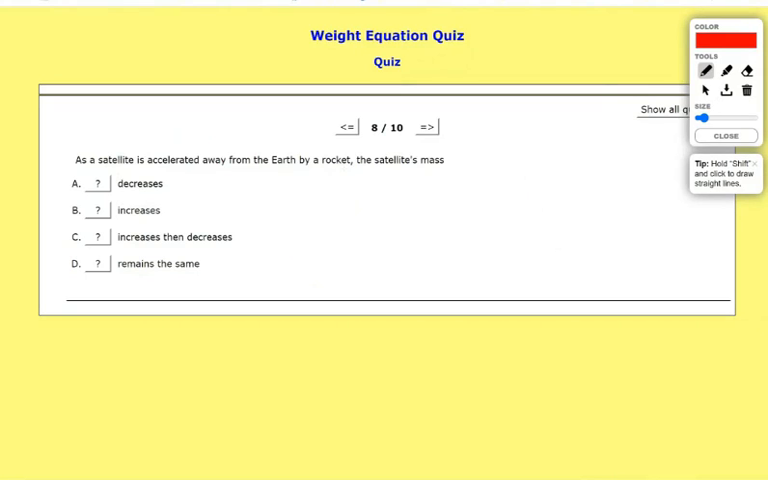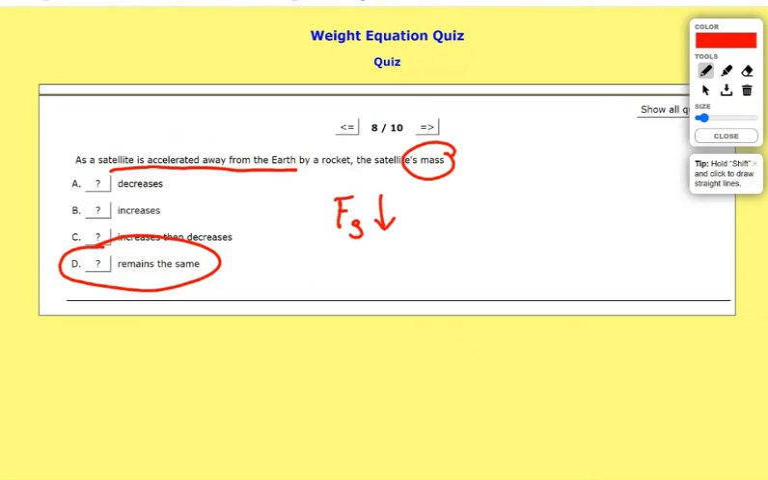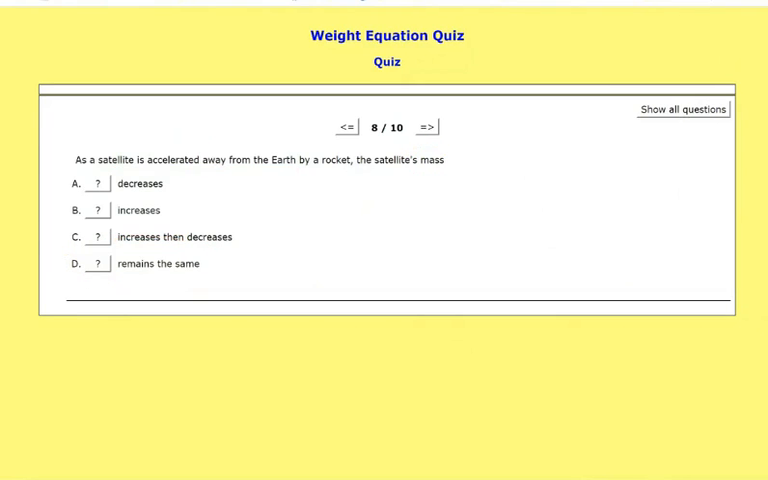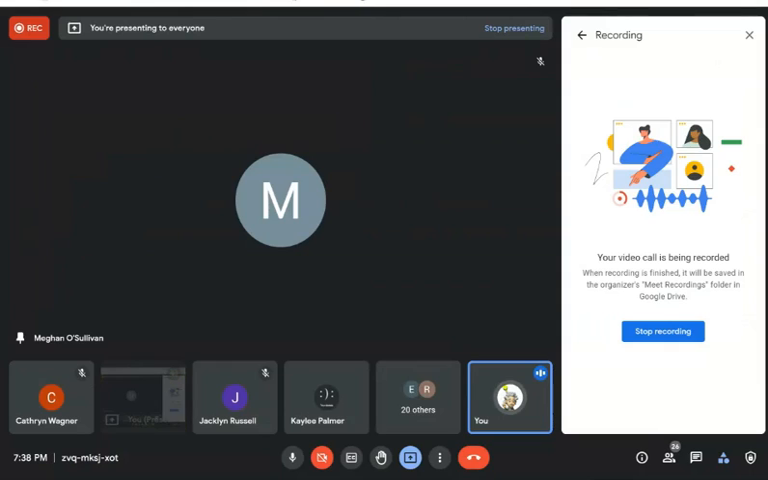Who knows? Let's see. A satellite accelerates away from the Earth. What happens to the mass? Well, it just remains the same. What does go down is the weight or the pull. That's going to go down the further away you go, till you're weightless. You're so far away, you're weightless. Okay. All righty. And my recording, I think yeah, good.